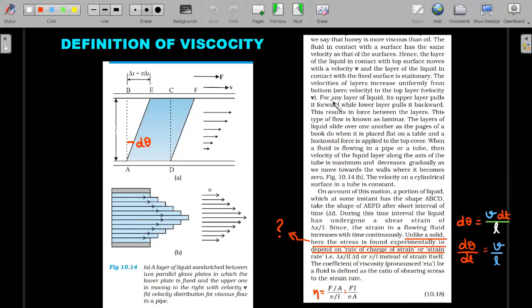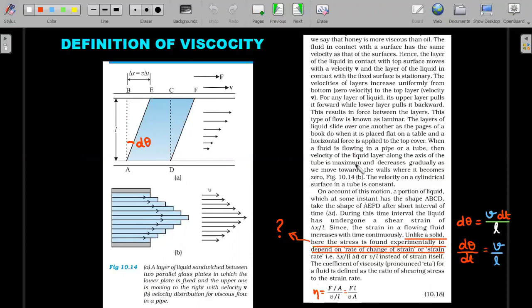What he talks about is, for any layer of liquid, and I'm pointing out the lines I'm reading here, its upper layer pulls it forward while the lower layer pulls it backward. So he's talking about a layer which is translating in the rightward direction. In a viscous fluid, each of these layers will not move with the same velocity. AD, which is on the floor, is almost fixed, and the topmost layer moves the fastest, because of which the layer which was supposed to be ABCD, over a period of dt seconds, actually gets sheared, meaning it changes its shape by an angle d theta.